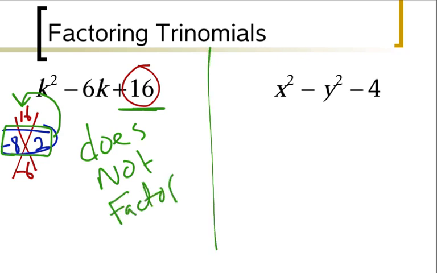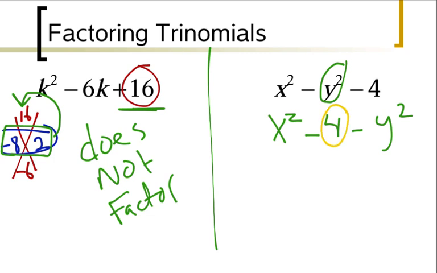Next problem, it's kind of out of order, first of all, but you can see that the y squared is in the middle. Usually it would be x squared minus 4 minus y squared, and that looks like how we're used to seeing these problems. But regardless of either way that it's written, because there's no xy in the middle, this isn't a regular trinomial that we're used to. It would have to be something like x squared minus 4xy minus y squared for me to even try to factor it, but either way it doesn't factor.